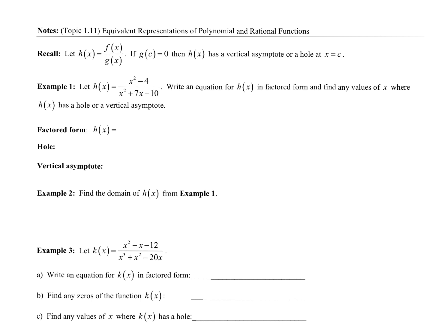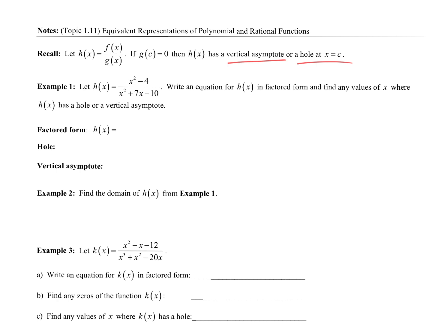Right, 1.11. Here we go. Recall, let h of x equal f of x over g of x. If g of c equals 0, h of x has a vertical asymptote or hole at x equals c. So when the denominator equals 0, you have either a vertical asymptote or a hole. How do you get a vertical asymptote? A number over 0. How do you get a hole? 0 over 0. All right, so keep going.